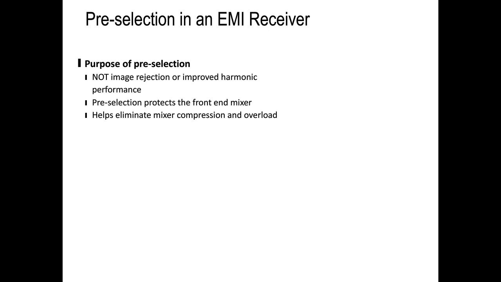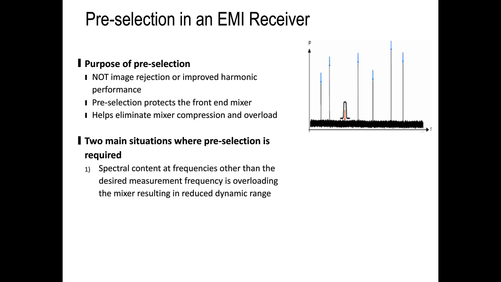So there's two main situations where pre-selection is required. So the first is that you have a whole bunch of spectral content across all frequencies, and that all passes through to the mixer because nothing is pre-selected. And that summation of all that energy from all these different signals can overload the mixer, reducing the dynamic range and giving invalid results. And I think this is the situation that most people are familiar with.